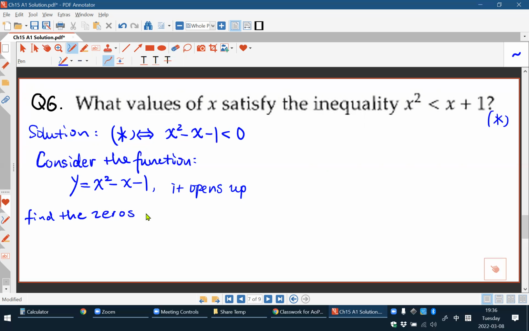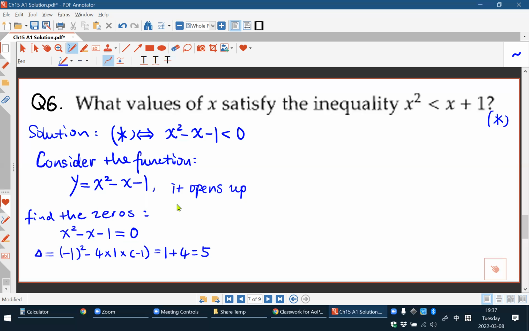In order to find zeros, we need to let x squared minus x minus 1 be 0, right? Then find any values of x that can satisfy this equation. Apparently this is not easy to factor, right? So this time we'll use the more generic way, which is the quadratic formula. First of all, let's calculate the delta. Delta is b squared minus 4ac, where a is 1 and c is -1. So this is 1 plus 4, which is 5, right?